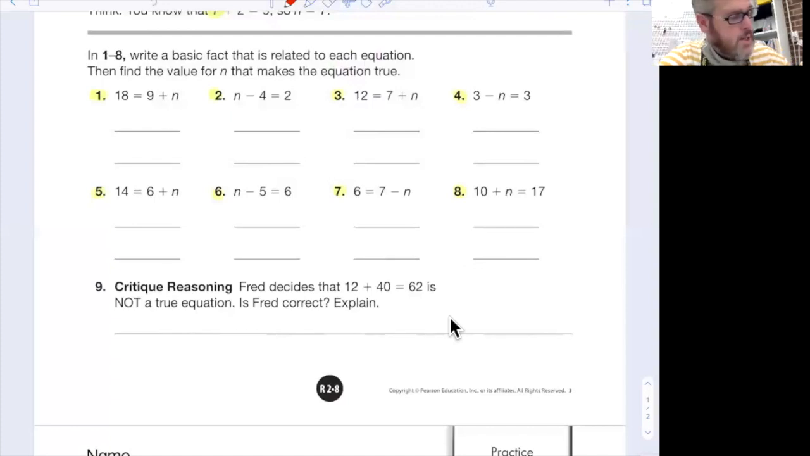Welcome back. Let's take a look. 18 equals 9 plus what? Well, 9 plus 9 equals 18. So that means n equals 9.